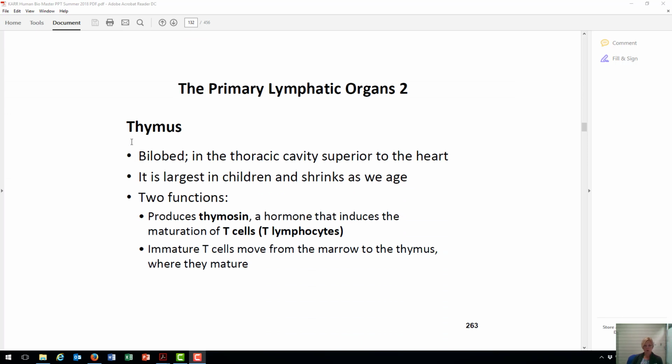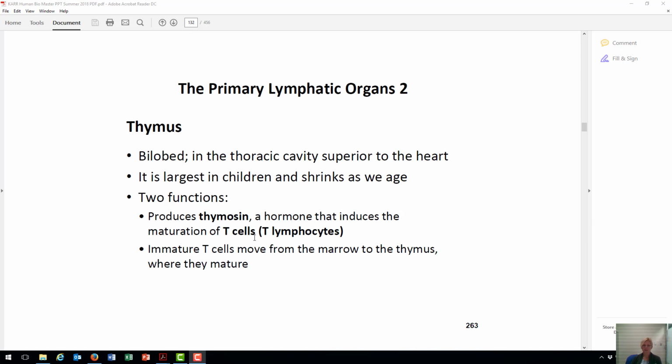The thymus is that organ that lies on top of the heart. It is very large during childhood, and then it atrophies and turns to fat as we age. So in adults, the thymus is just a little fatty structure. It's not very prominent anymore. But during childhood, it produces a hormone that matures T cells, T lymphocytes, which are a type of white blood cell that helps trigger our immune production.